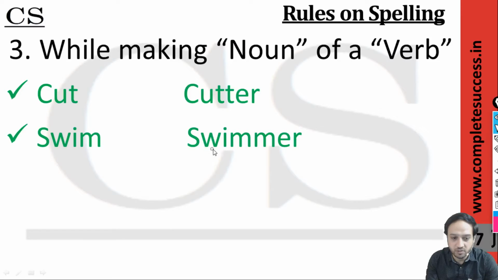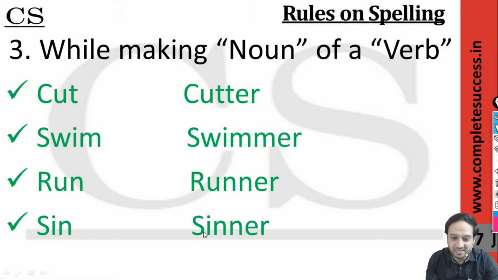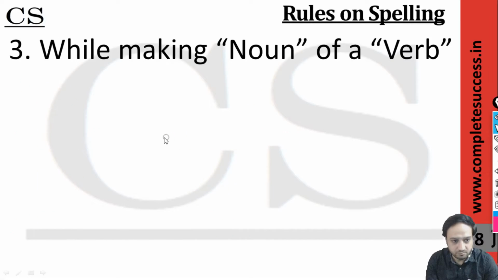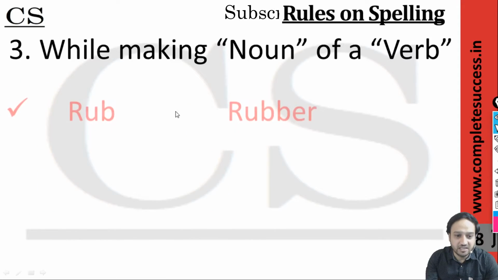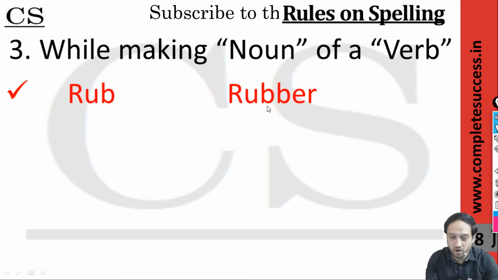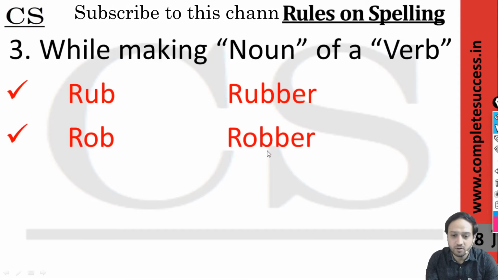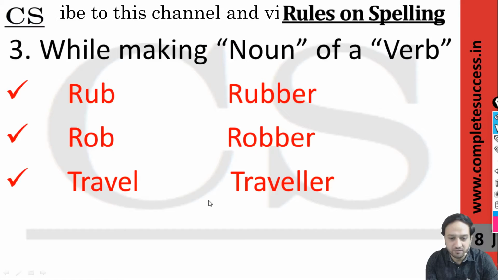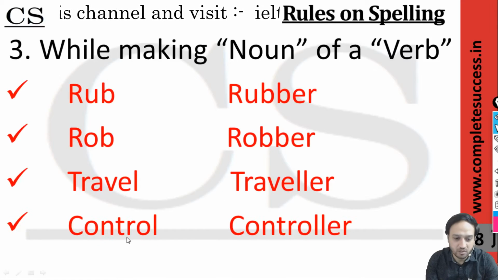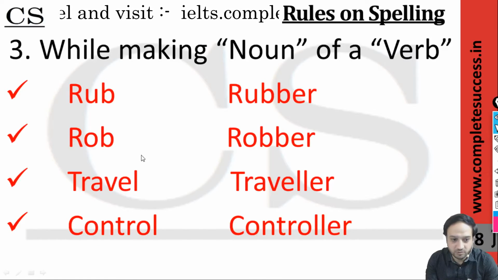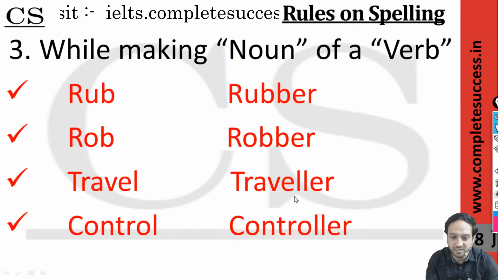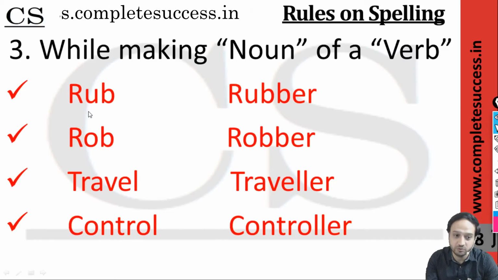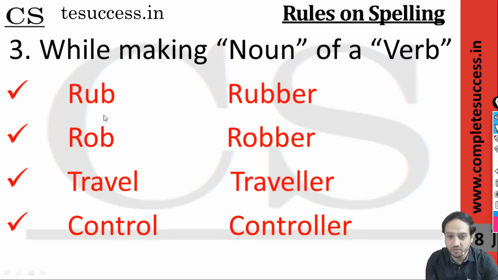Swim, swimmer. Run, runner. Sin, sinner. Other examples are rub, rubber. Rob, robber. Travel, traveler. Control, controller. So in all such cases, we have doubled the last consonant because before that consonant there was a vowel.